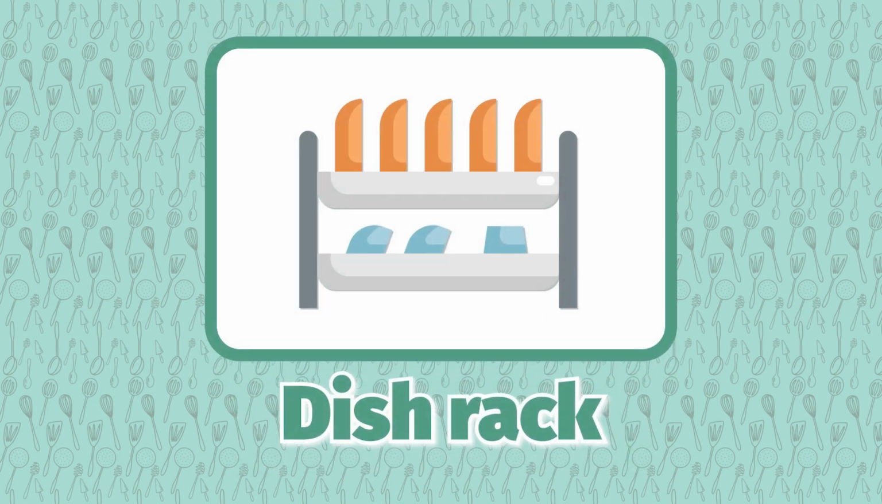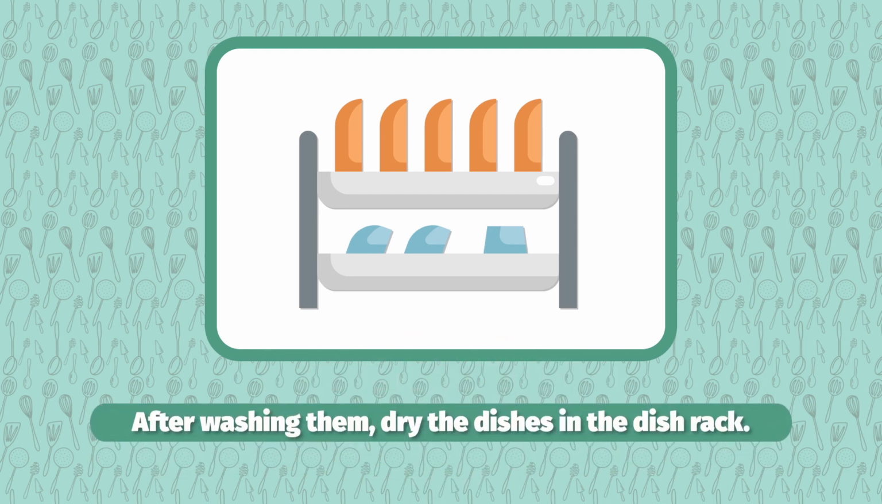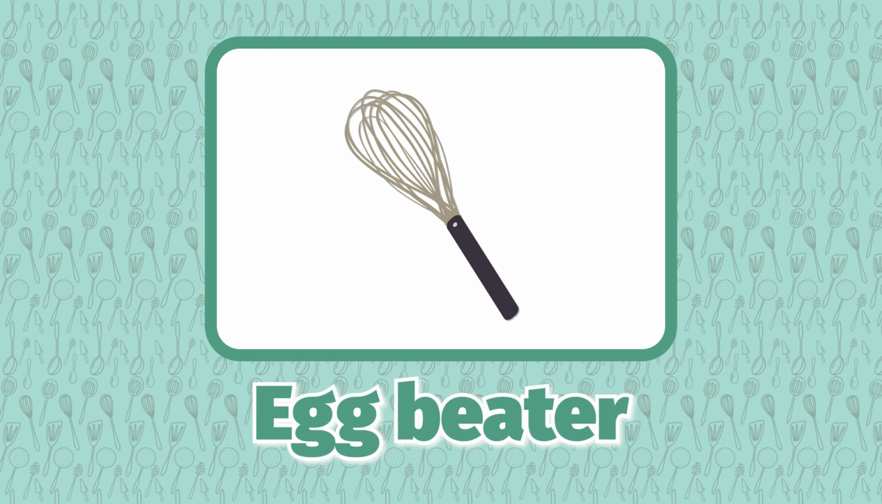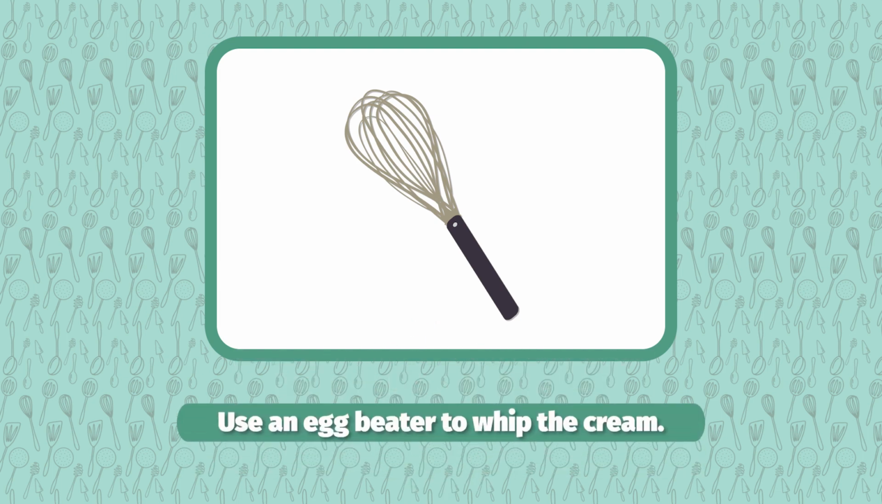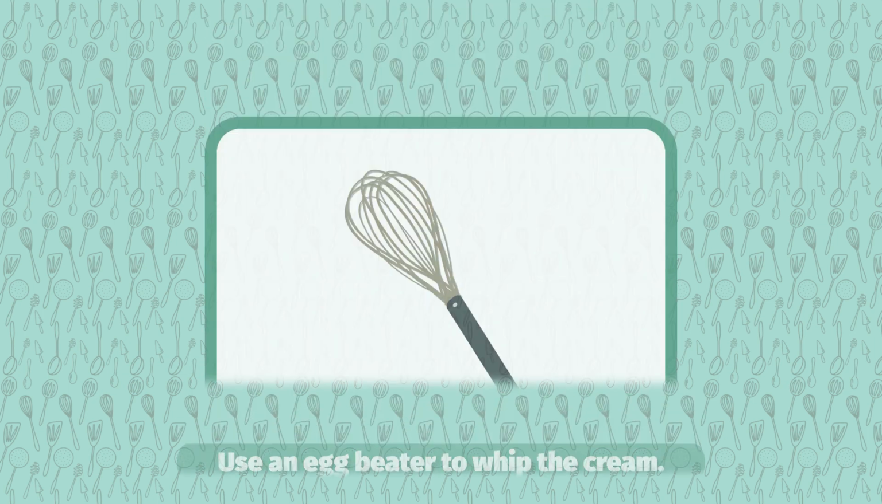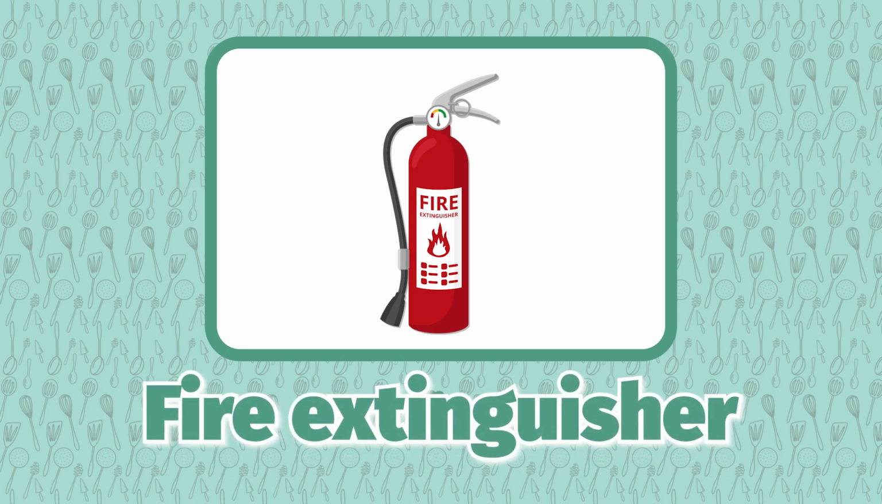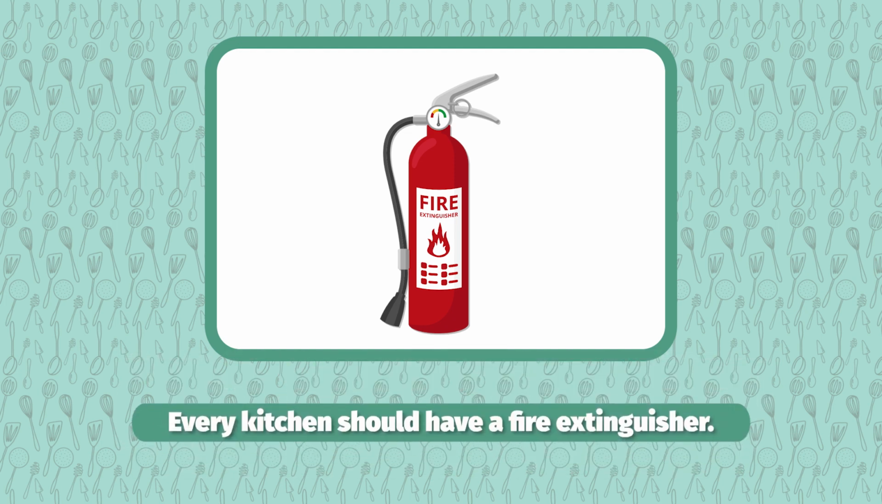Dish rack. After washing them, dry the dishes in the dish rack. Egg beater. Use an egg beater to whip the cream. Fire extinguisher. Every kitchen should have a fire extinguisher.